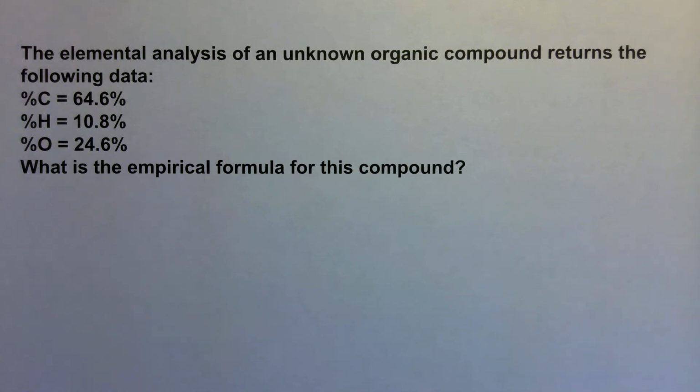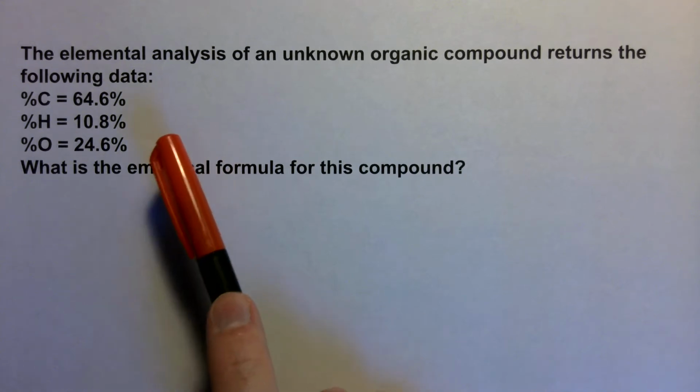Okay, we're going to look at another example of empirical formula, but this one is going to be a little bit more challenging because you're not told the masses of each element right off the bat. So this question tells us the elemental analysis of an unknown organic compound returns the following data. There is 64.6% of carbon, the percent composition for hydrogen is 10.8%, and the percent composition of oxygen is 24.6%. What is the empirical formula for this compound?